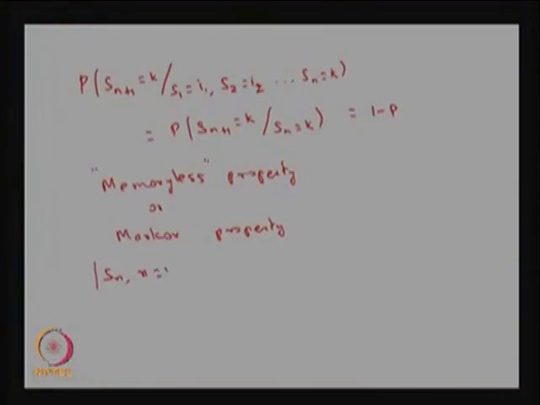The stochastic process Sn satisfying the Markov property or memoryless property is called a Markov process. In this example, the stochastic process Sn is a discrete time, discrete state stochastic process.